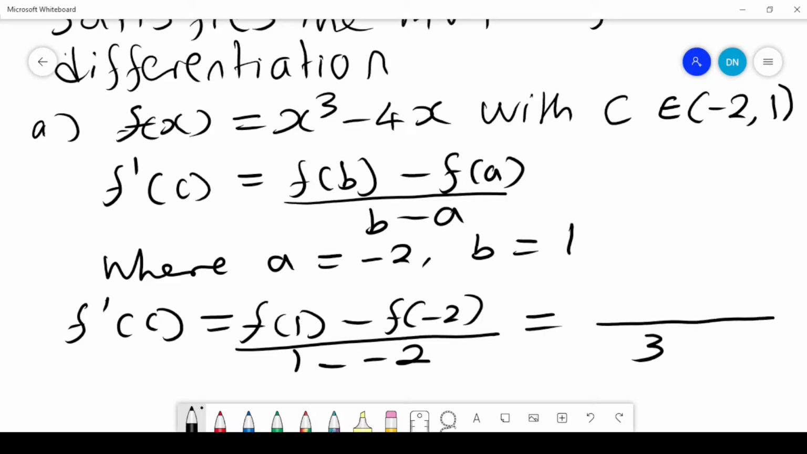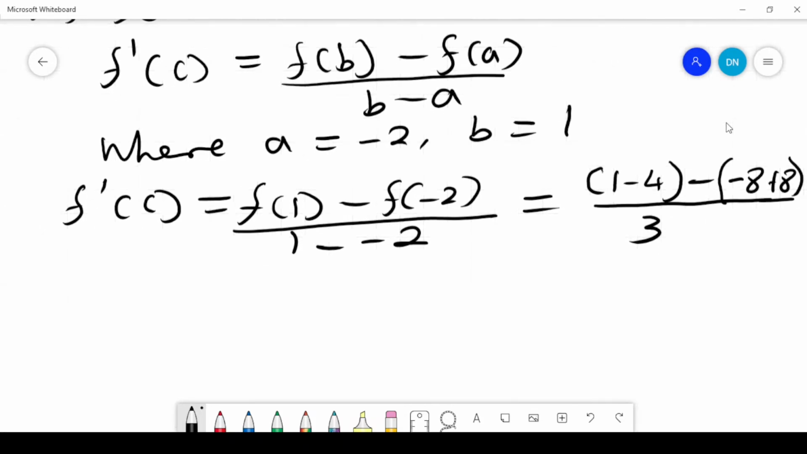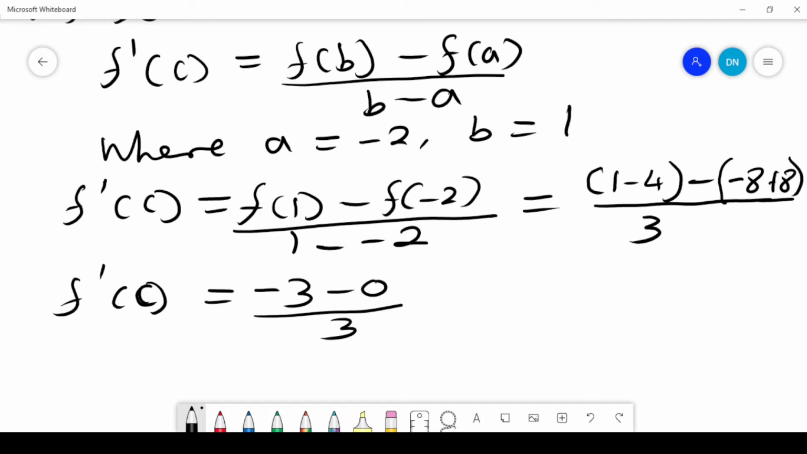1 minus -2 is 3, and f of 1, remember f of x is x cubed minus 4x, so f of 1 will be 1 minus 4, then minus f of -2 will be -8 plus 8. When we substitute, f of x is equal to x cubed minus 4x. And so we have f prime of c is equal to -3 minus 0 over 3, and that means it is equal to -1.